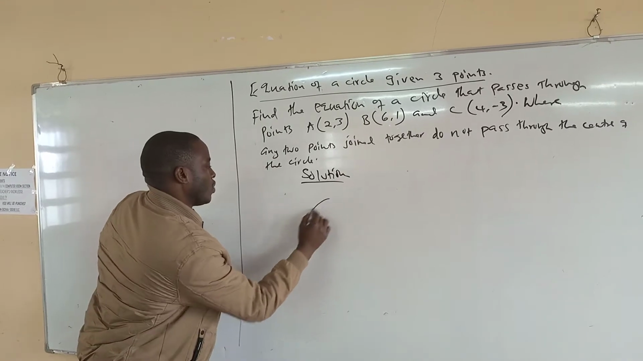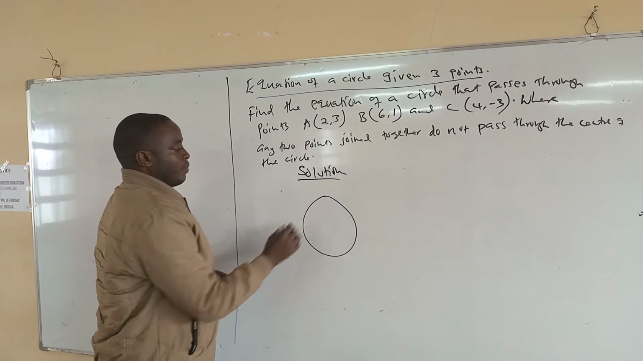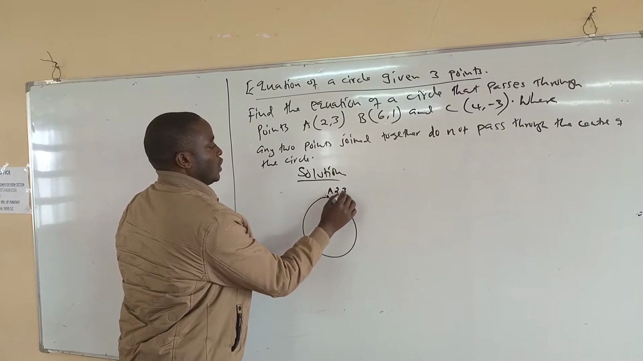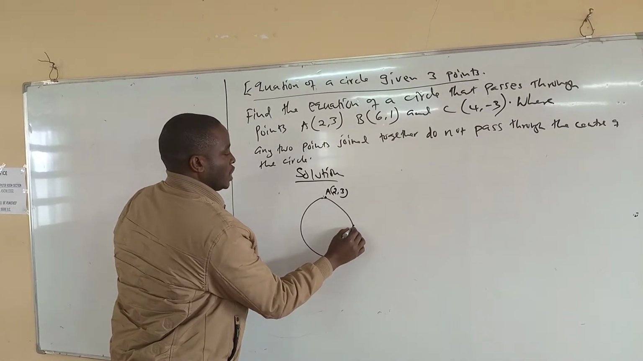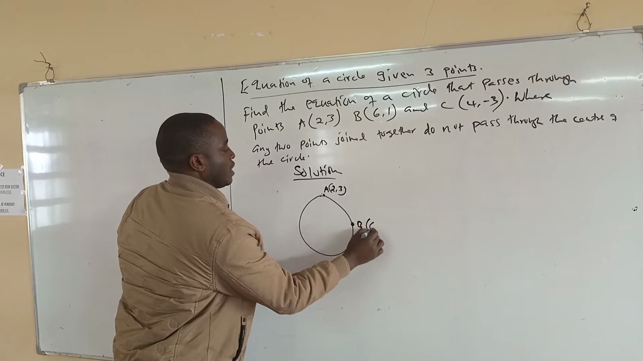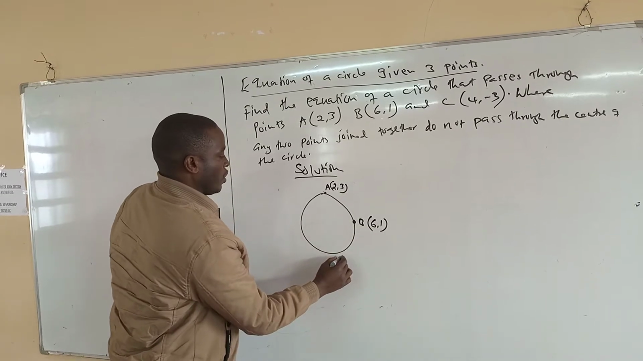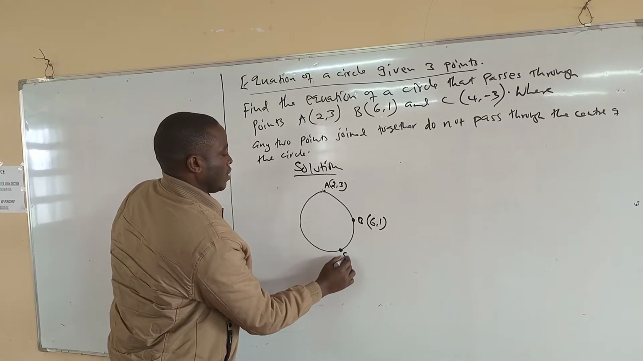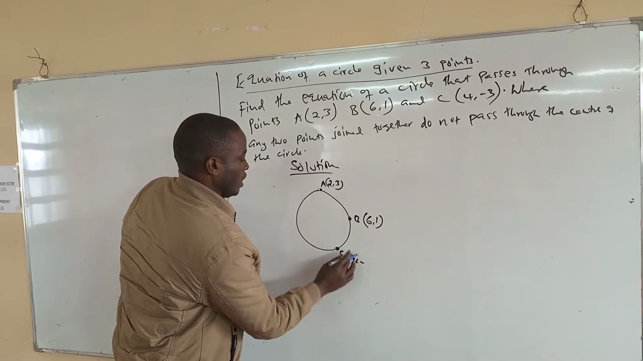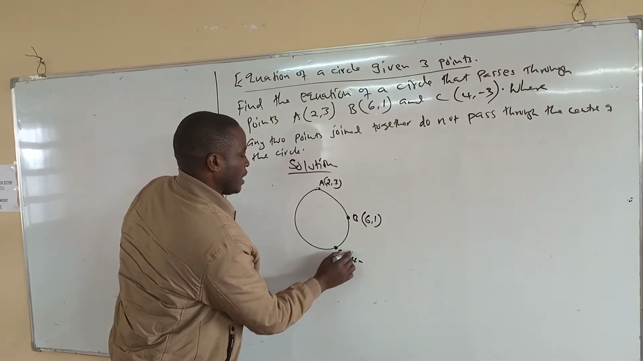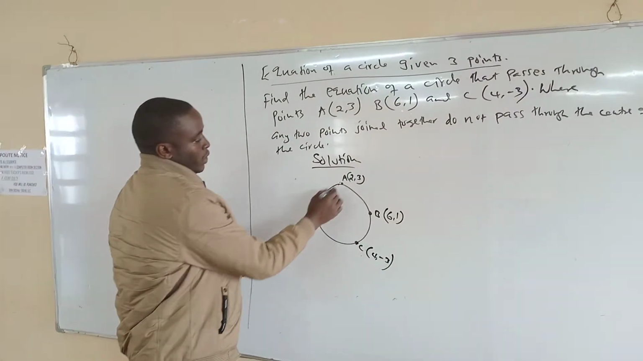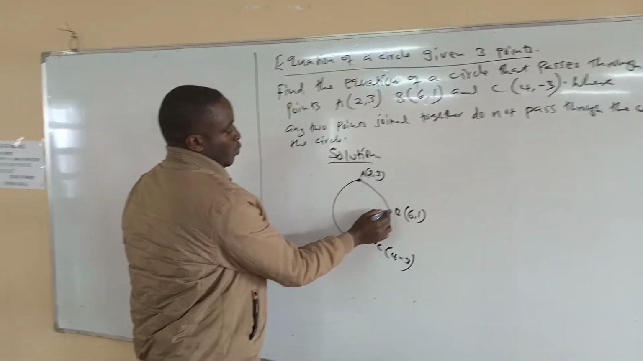If I sketch the circle, I'm told that I have a point here, A, which is (2, 3). Also, I have a point here, B, which is (6, 1). I also have a point here, call it C, which is (4, -3). Point C is (4, -3).